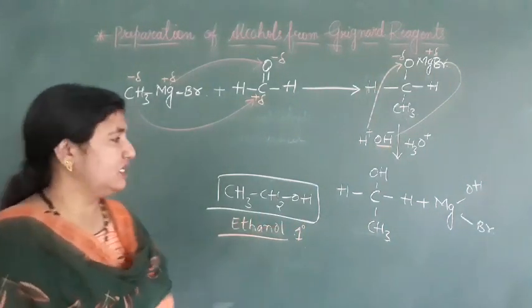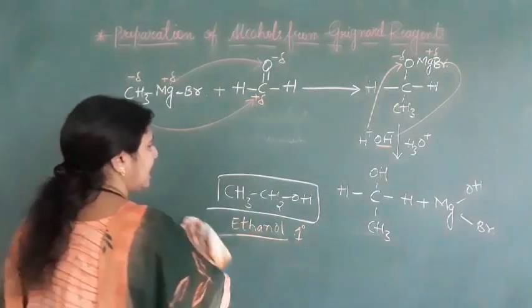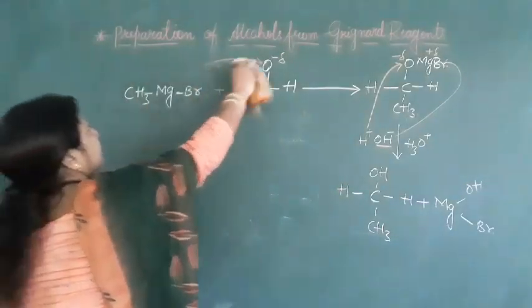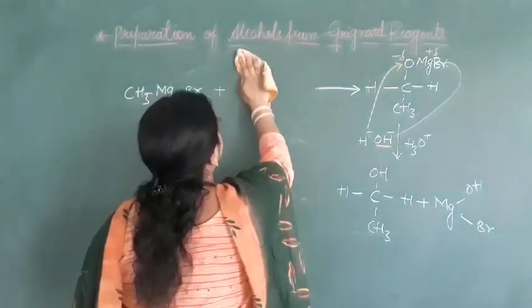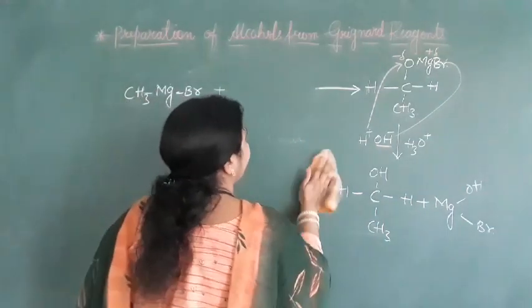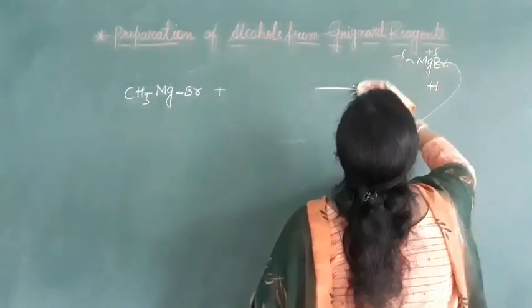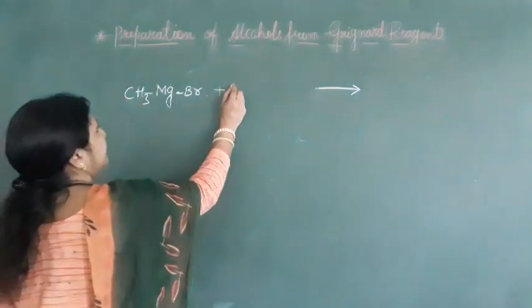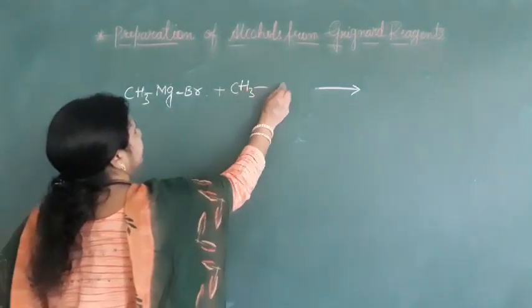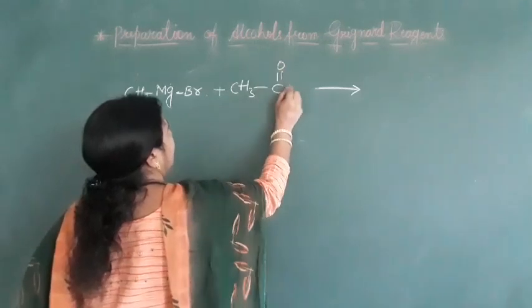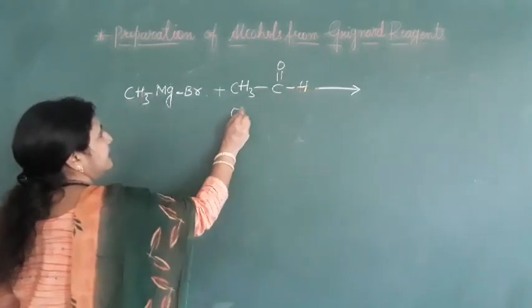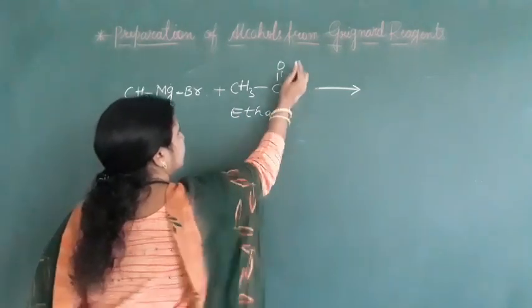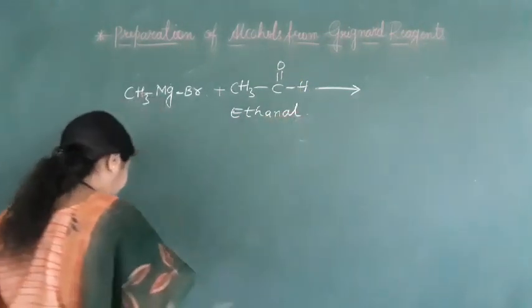Now we are going to see what happens if this Grignard reagent reacts with other aldehydes. We have taken formaldehyde here. Now we will take another aldehyde, like CH3CHO. This is ethanal.